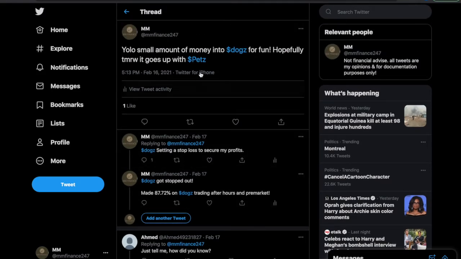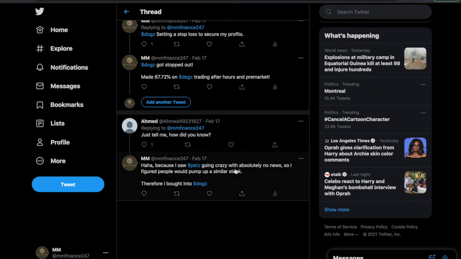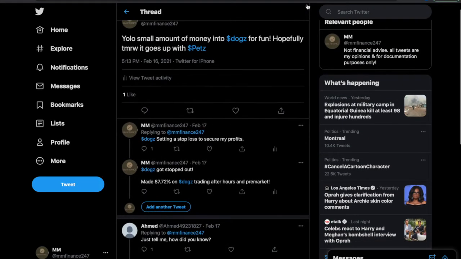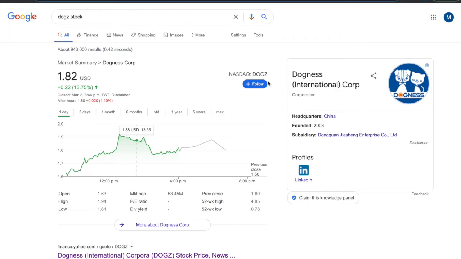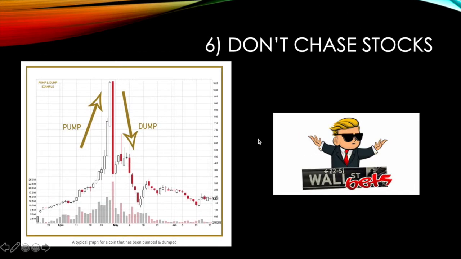It sold for me because it started going down, and I made 87.72% on DOGZ, basically because PETZ was being pumped and dumped, so I figured they would do the same thing with DOGZ. Looking at it, it was only up 10%. It was lagging behind PETZ. I went ahead and sold, I think at like $4 on that stock, or like $3.98 or something like that. And if you look at the price right now, this was a clear pump and dump. I don't think it's going to hit that price anytime soon. It could possibly, but that transaction was literally just a pump and dump.